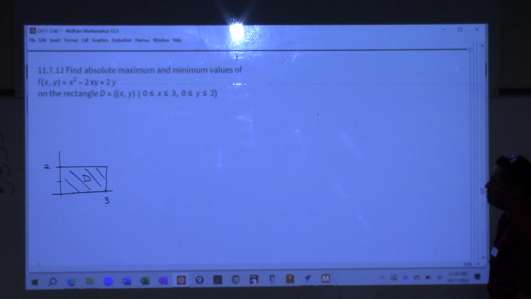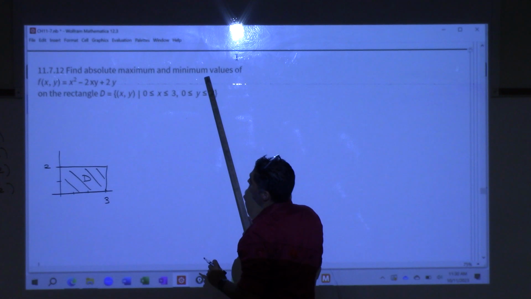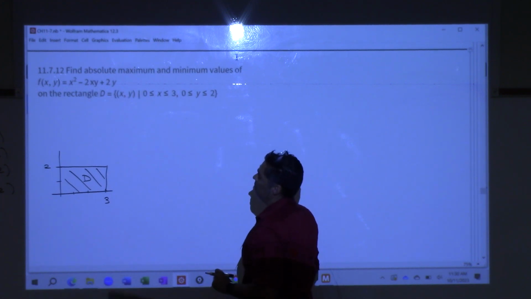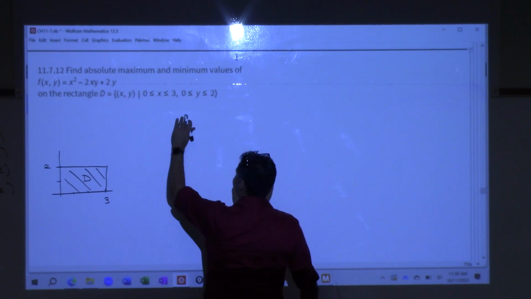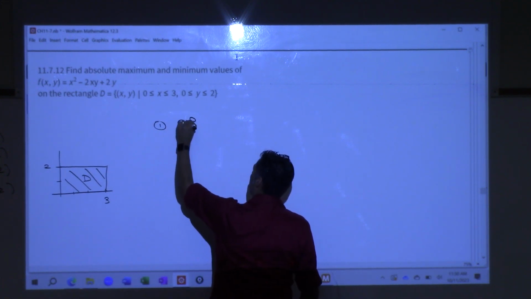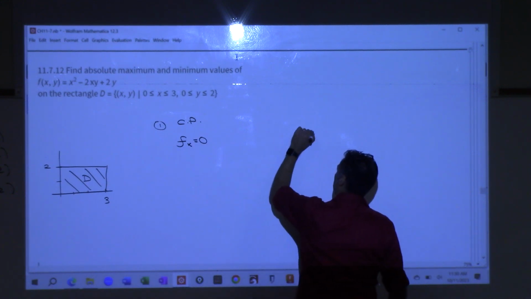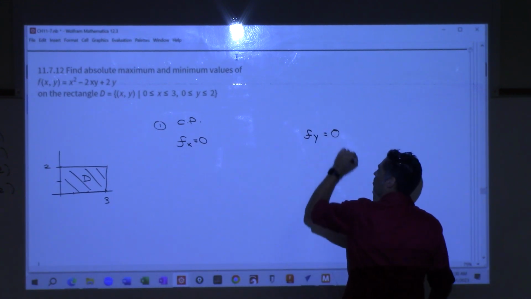What should I start with? What's the first step of doing this when we are trying to find the absolute maximum and minimum value of a surface on a closed bounded set? Yeah, we need to get the partials, set them equal to 0 to find the critical points, right? So critical points are first. So I take the partial with respect to x, set it equal to 0, partial with respect to y equal to 0. Let's see if we can do that real quick.